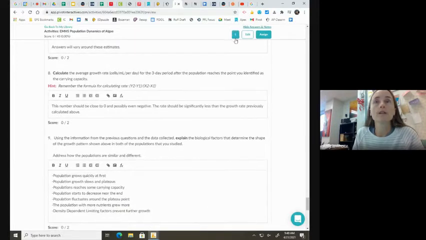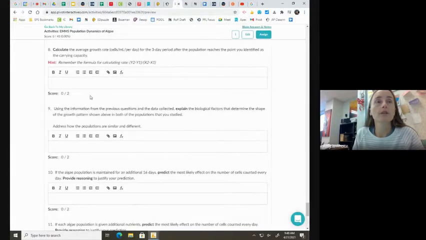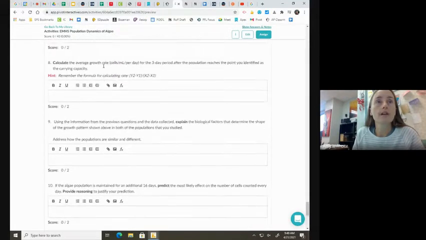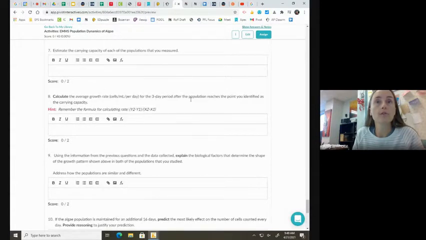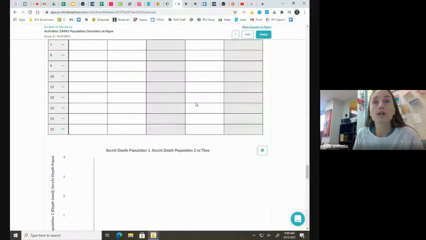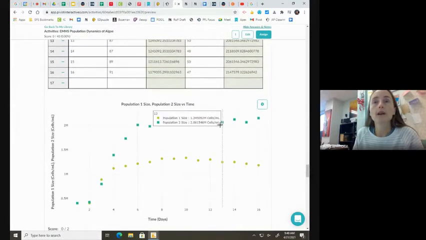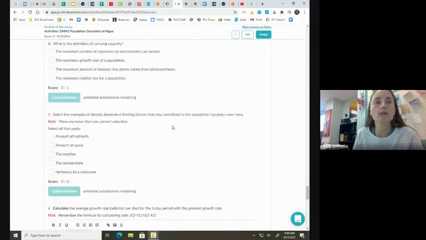So basically then what we're going to do here, I'm going to turn off the answers. You calculate the average growth. We did that for the 3-day period after the population reaches the point you identified. So it's the same thing, except you want to calculate your growth after you've reached carrying capacity. So remember how we had a nice little graph here. Pop the graph back on, Miss Wilhoit. So what's the growth rate here? They want to know the 3 days after it reached carrying capacity, not in this high growth period here, but after it reached it. And it should be somewhere near 0. You shouldn't see a lot of growth after it hits carrying capacity.